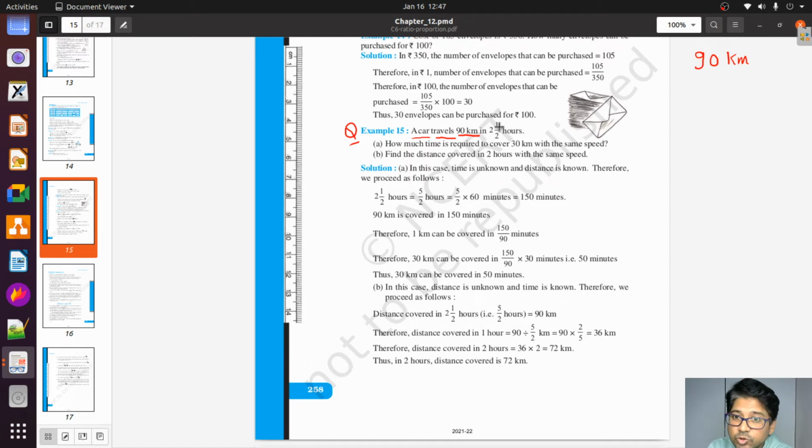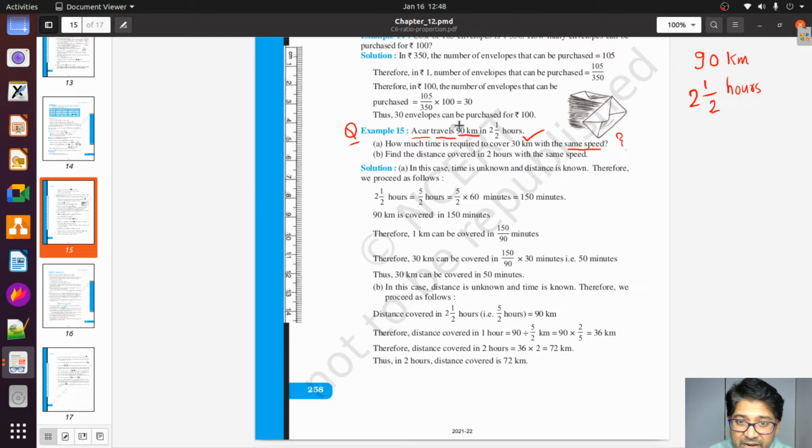In 2 and 1/2 hours. So what is the time taken? This many hours, 2 and a fractional hour. The question says, how much time is required to cover 30 kilometers with the same speed? If speed is the same, the speed does not change. Then for 30 kilometers, how many hours will it take?